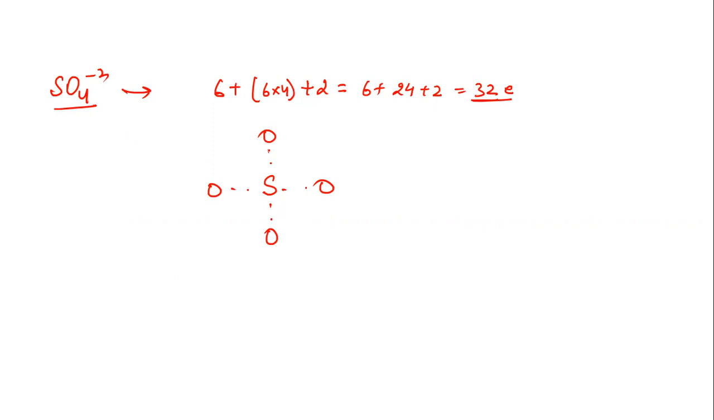How many electrons are consumed in this case? 8, sir. 8 consumed. So 32 minus 8 leaves 24 electrons. Now complete their valencies. Yes, sir, I'm doing it.